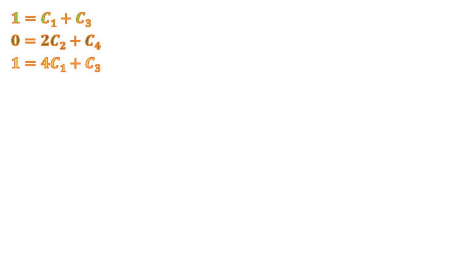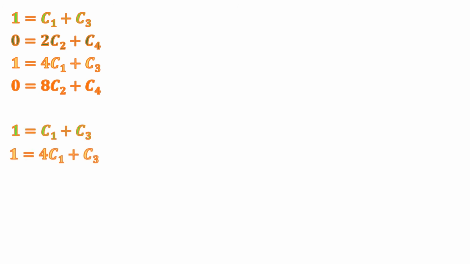So let us collect all the equations that we have come up with. We have 1 equals c1 plus c3, 0 equals 2c2 plus c4, 1 equals 4c1 plus c3, and 0 equals 8c2 plus c4. And so we are going to pair them now to do the elimination method. We're going to pair the green and the yellow, because I want to cancel the c3. So I'm going to multiply this by negative 1. So if we combine the c3, it will be 0. So let us distribute the negative 1 and copy the previous equation.